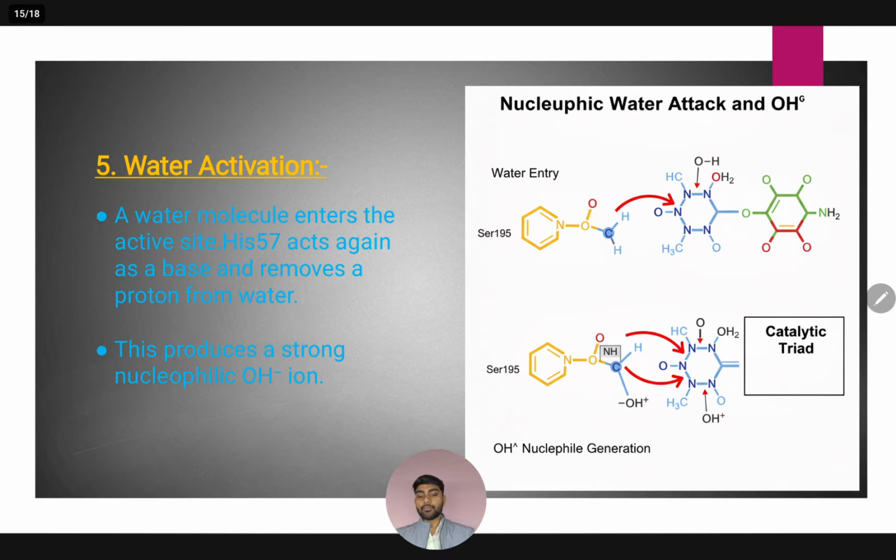This is step 5, water activation. A water molecule enters the active site. Histidine 57 acts as a base once again and removes a proton from the water molecule. This converts the water into a strong nucleophilic hydroxide ion, OH negative.